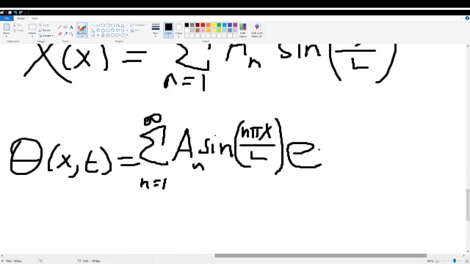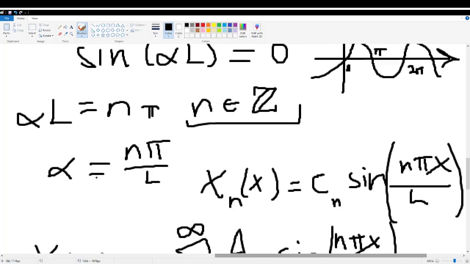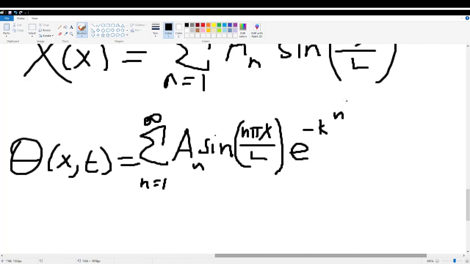So we have to include it in our sum over here. We're going to get e to the minus k. Now what was lambda? Lambda was equal to alpha squared. Alpha is n pi over L, so lambda is n squared pi squared over L squared times t. This is our general, but not including our initial conditions, solution for how the temperature is going to evolve over time of our heated bar, or maybe unheated bar, depending on our initial conditions, right?